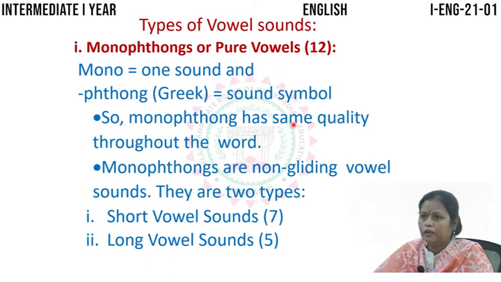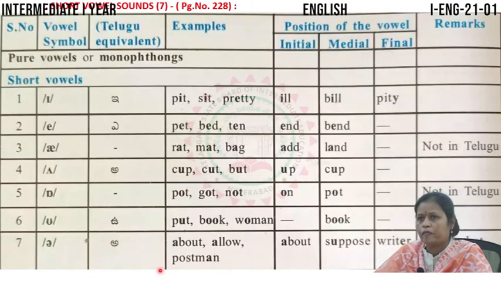ఈ మోనోఫ్థాంగ్ పలికేటప్పుడు ఎక్కడ కూడా వేరియేషన్ ఉండదు, ఒకే రకమైన క్వాలిటీ మెయింటైన్ చేయడం జరుగుతుంది. ఇవి నాన్ గ్లైడింగ్ వోవెల్ సౌండ్స్. నాన్ గ్లైడింగ్ అంటే ఏంటి? ఒక సౌండ్ నుండి ఇంకో సౌండ్ కి వెళ్ళడం అనేది మోనోఫ్థాంగ్స్ లోపల ఉండదు. మోనోఫ్థాంగ్స్ 2 రకాలు: షార్ట్ వోవెల్ సౌండ్స్, అవి 7 ఉంటాయి. నెక్స్ట్ లాంగ్ వోవెల్ సౌండ్స్, అవి 5 ఉంటాయి.